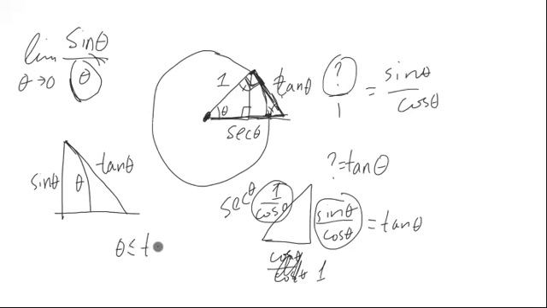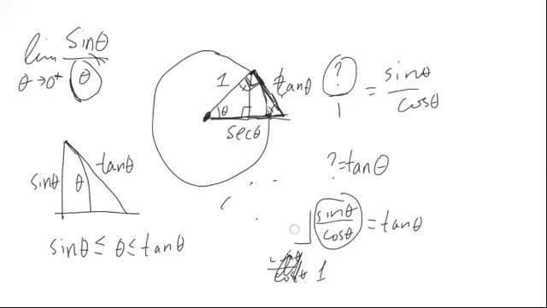Theta is in between sine and tangent, especially as theta gets small, to 0 here. In our picture, we're just dealing with the right-hand limit for now, but it'll also work on the left-hand side. So theta is in between tangent and sine. Very nice.